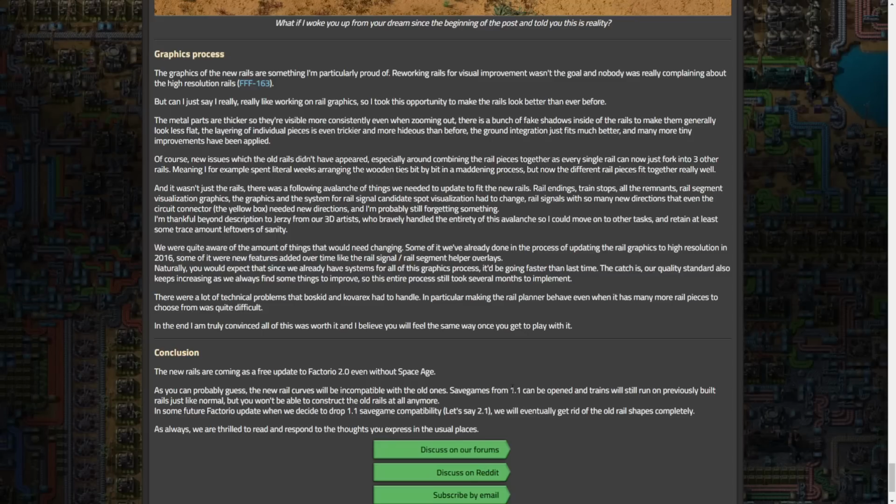You'll still be able to load your 1.1 games, at least initially, until they completely drop support for it. But if you ask me, 2.0 is a great time to just start a new map and not necessarily carry old maps through. But you're welcome to. It sounds like they'll still work. You just maybe won't be able to build new rails connected to your old rails potentially. So that's just something to note.